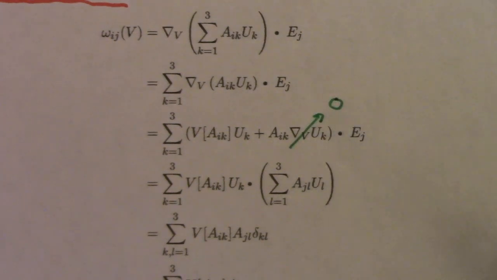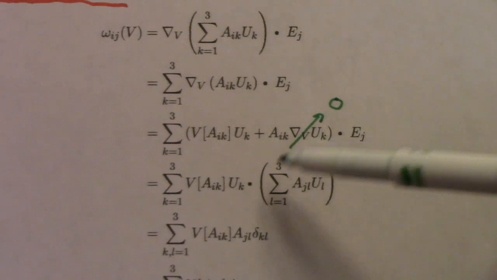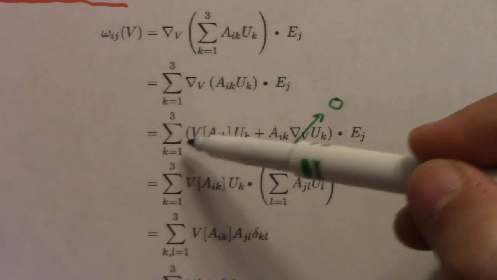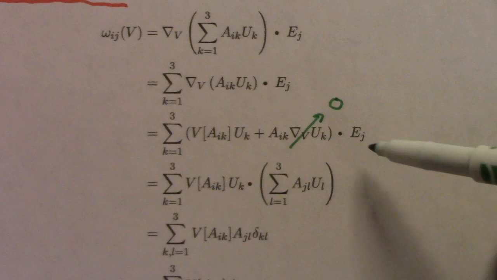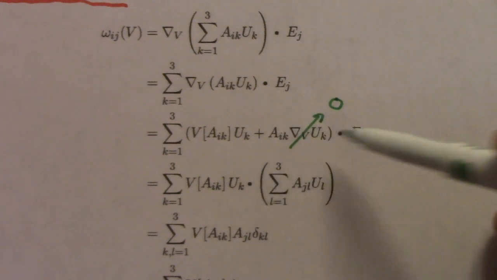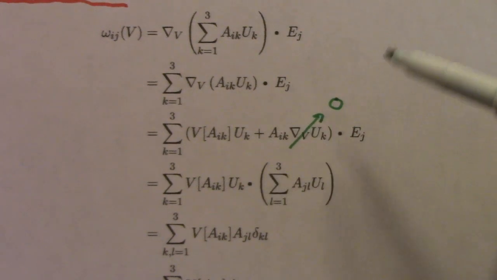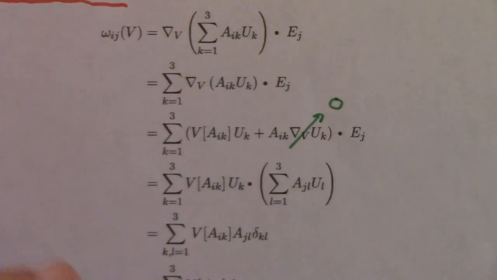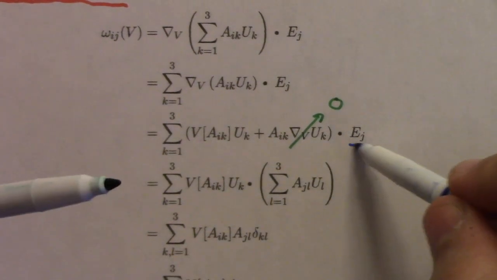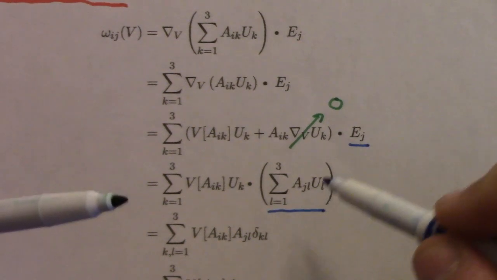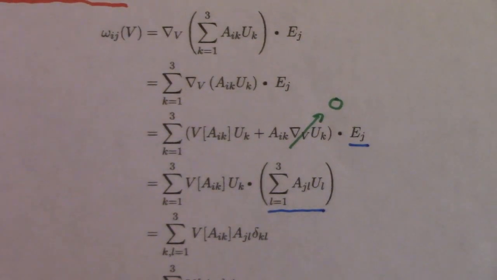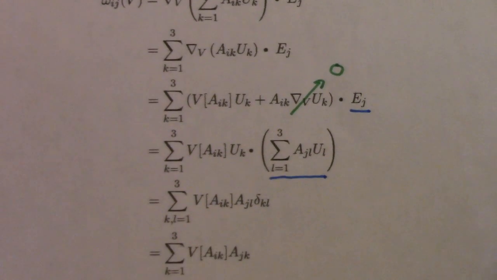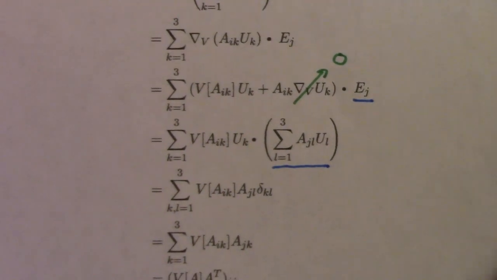That piece is 0. So what's left is this dot that. Now, uk, but ej is what? Well, ej is literally this guy, that business. We can expand ej in terms of the attitude matrix as such.